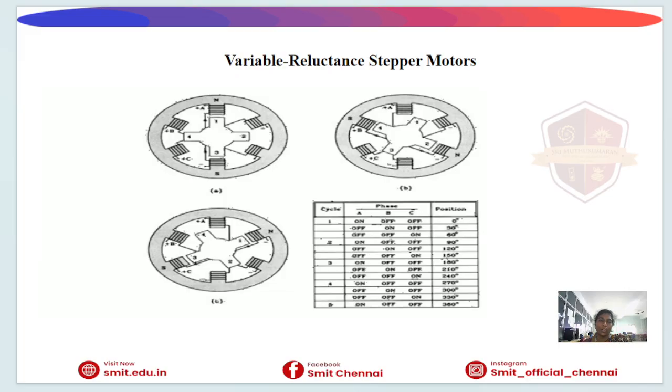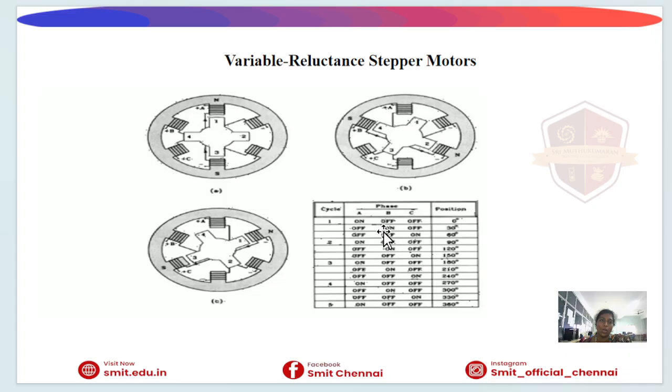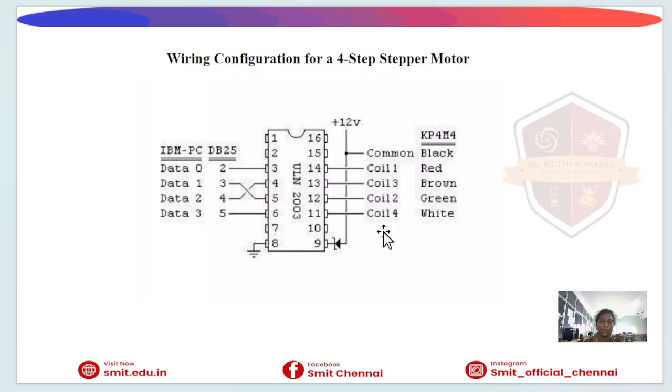The 4-step stepper motor has 4 coils. These coils are energized in sequence. The control patterns are 1 0 0 0, 0 1 0 0, 0 0 1 0, 0 0 0 1. These are the 4 control patterns, and each pattern activates one coil and moves the rotor by one step.